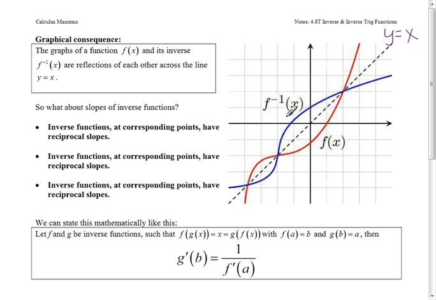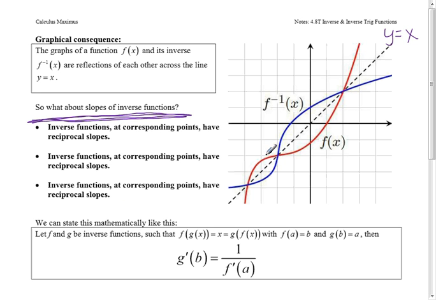So graphically, it would look like this. There are some really important things about slopes of inverse functions. If you can't imagine what it is, then look on your paper. Inverse functions at the corresponding points have reciprocal slopes. It is so important that you realize this.